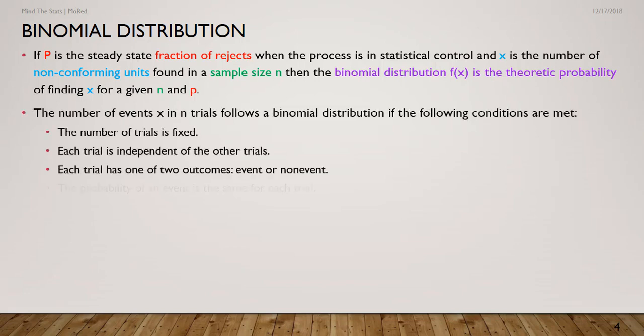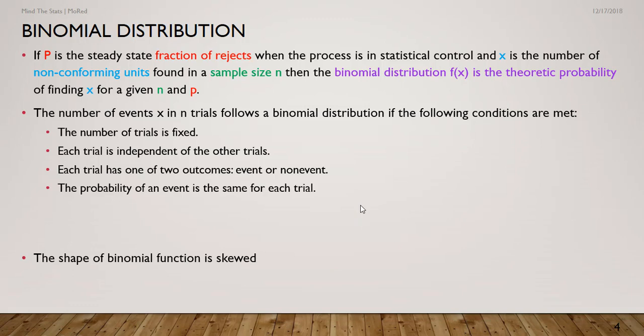In order to use the binomial distribution, we have to meet certain conditions listed here. The number of trials is fixed. Each trial is independent of the other trial. Since we're dealing with binary outcomes, each trial falls in one of the two categories. The probability of an event is the same for each trial. For example, if we throw a dice, every one of the 6 faces has the same chance of coming facing upward. That's what that means.